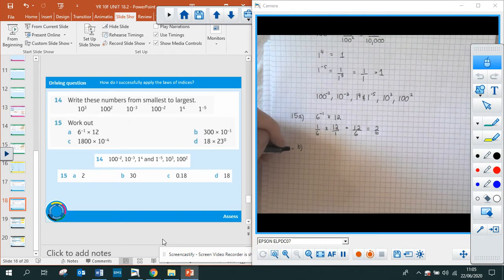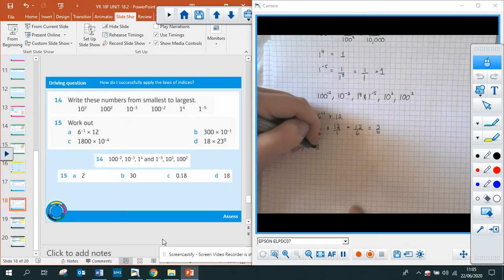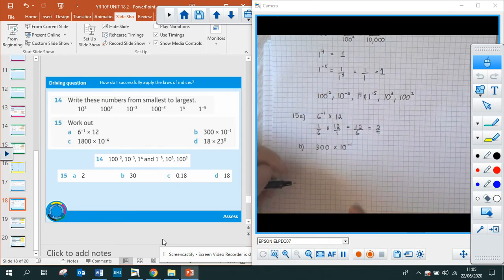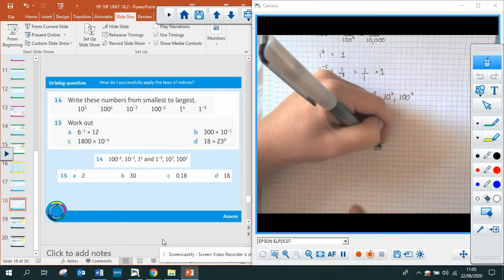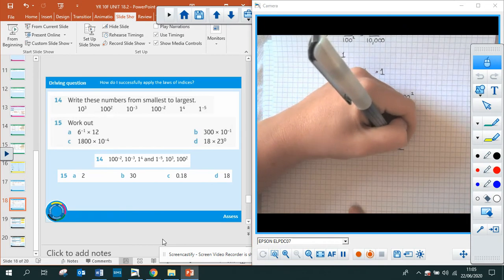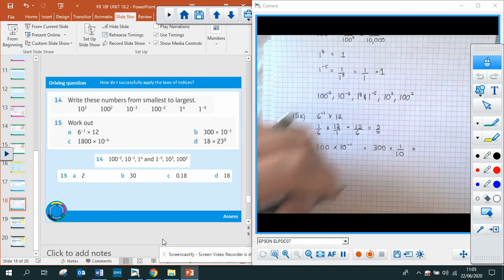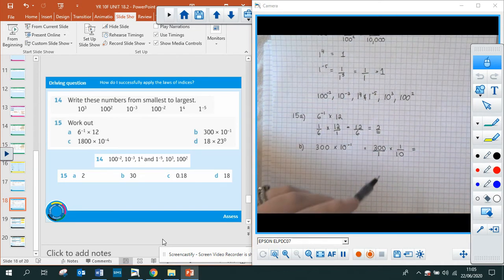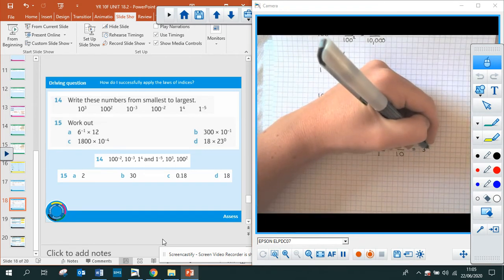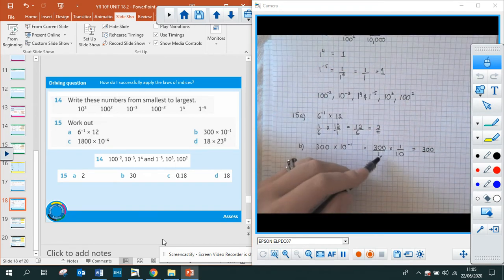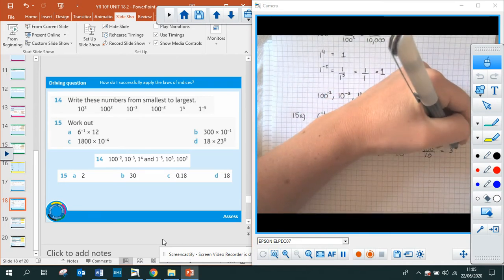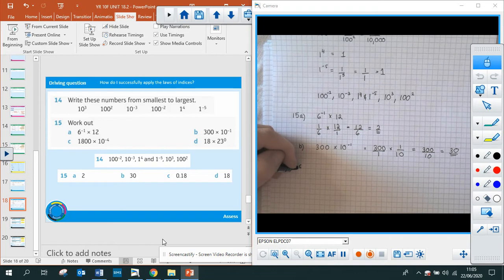B, we had 300 times 10 to the power of negative 1, which is equal to 300 times 1 over 10. Okay, so if we're multiplying our fractions, remember 300 is the same as 300 over 1. Multiply our numerators. 300 times 1 is 300. Then multiply our denominators. 1 times 10 is 10. 300 divided by 10 is 30. So that's your final answer there.